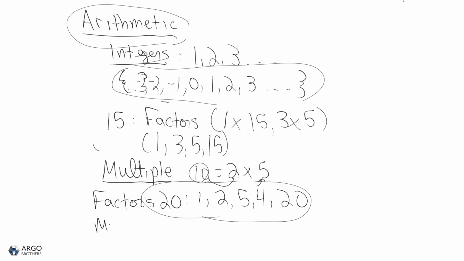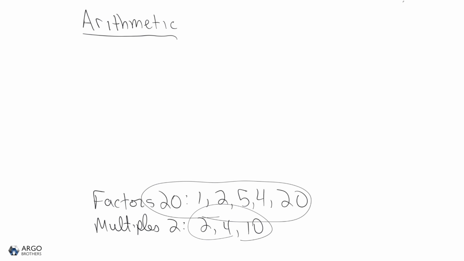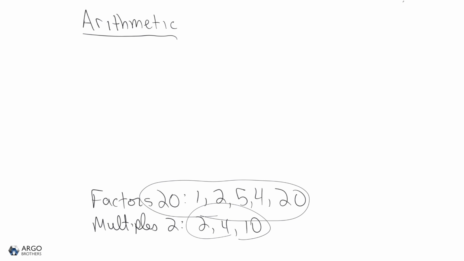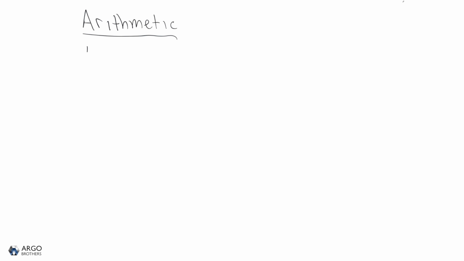Now, what are the multiples of 2? So we have 2. 2 times 2 is 4. 2 times 5, that's 10. So you can keep on going. Alright, so those are some pretty simple concepts. Now I want to go over two more concepts that I'll explain in just a second. So they include least common multiple and greatest common factor.